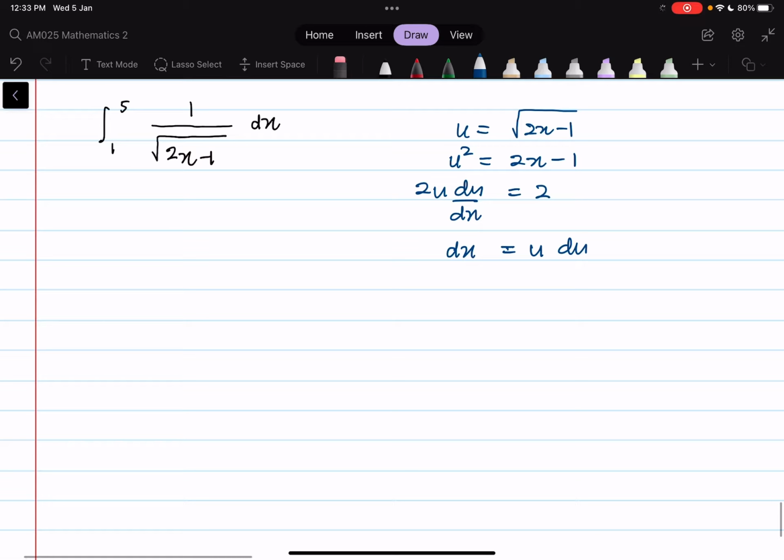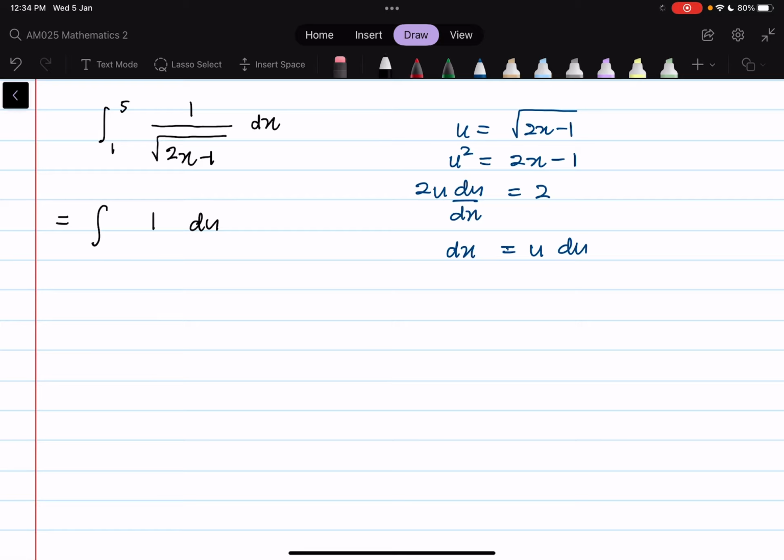Now if we substitute into the function, we're going to get 1 over u, dx is u du, so u du. Simplify, u over u is 1.